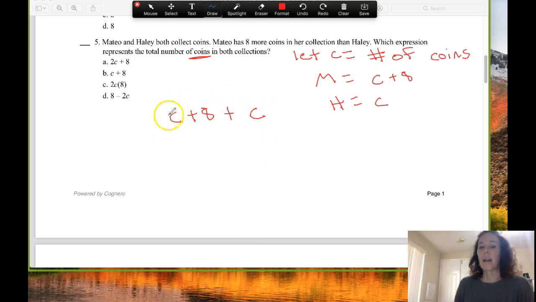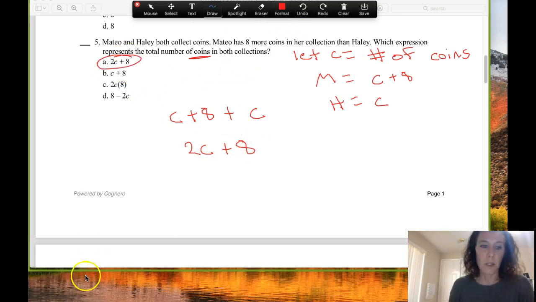Now we're just going to add them together. 1C plus 1 more C is 2 C's, and then plus our constant of 8. 2 C's plus 8 would be our solution, so A. All right, on to the next one.